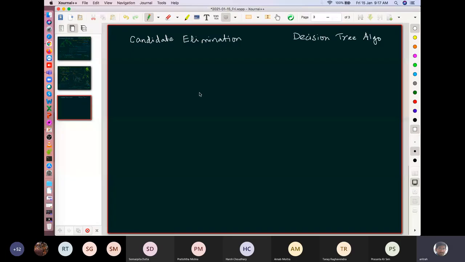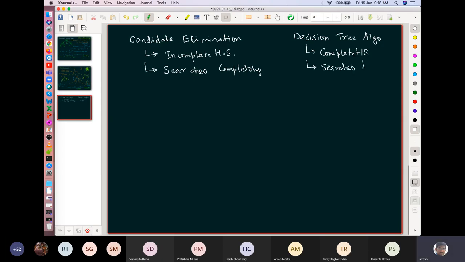So in the candidate elimination algorithm, as you can see, it is an incomplete hypothesis space, whereas here my hypothesis space is complete. However, the candidate elimination algorithm searches completely with respect to the version space or hypothesis space it has, but the decision tree algorithm searches incompletely the version space it has.